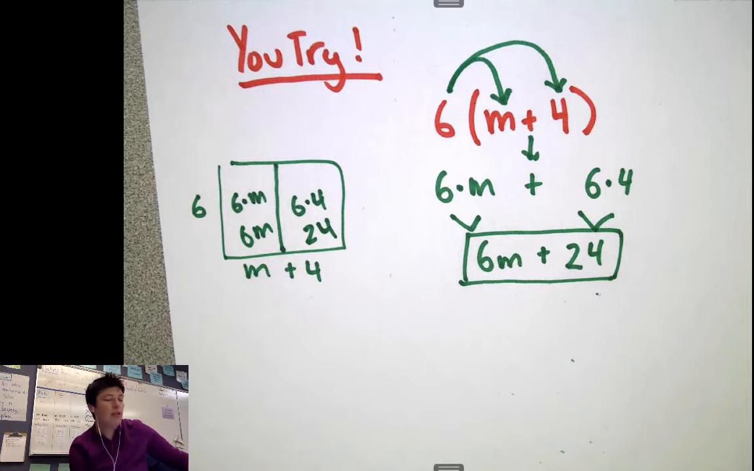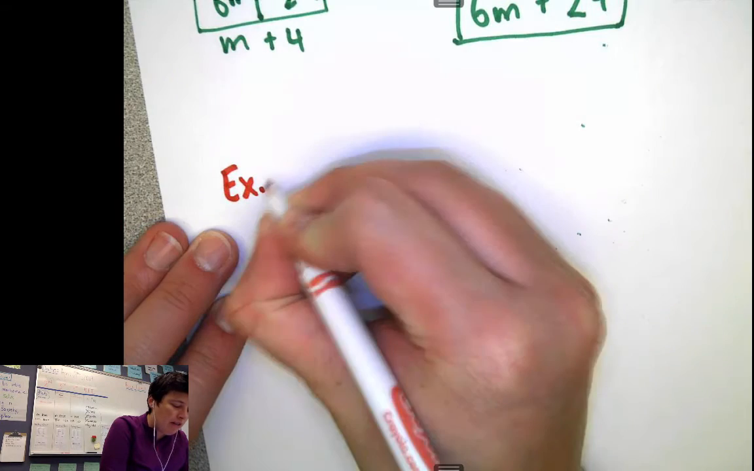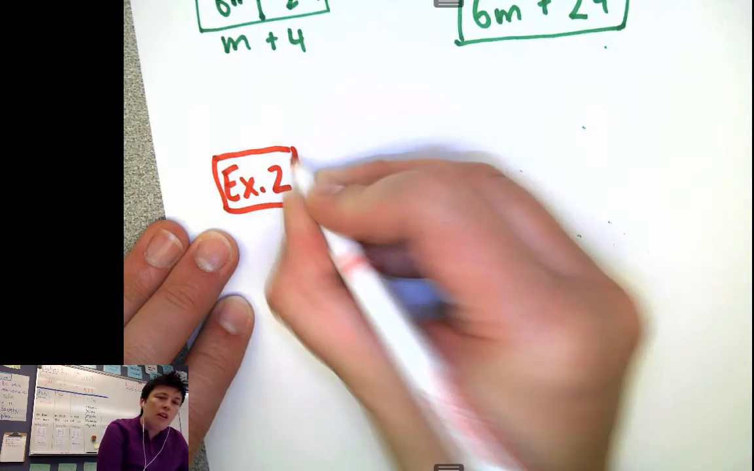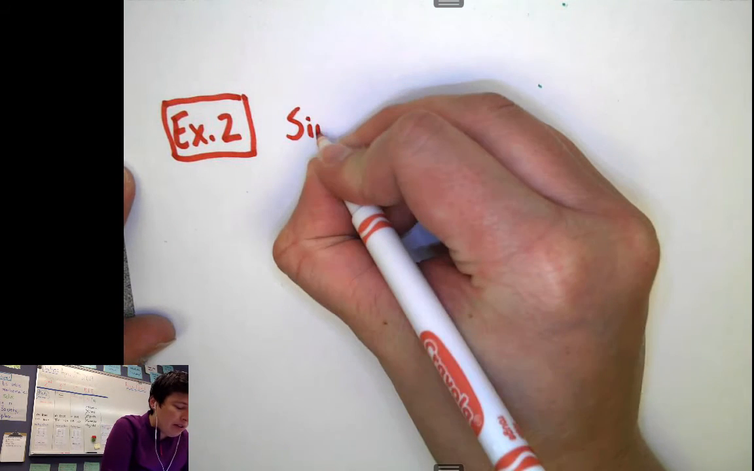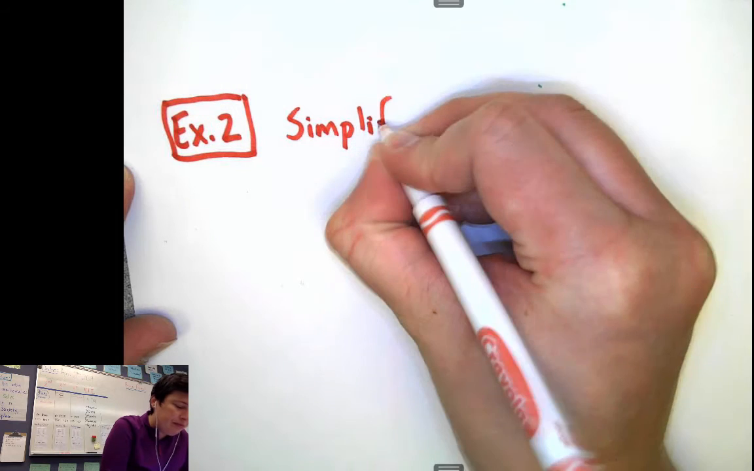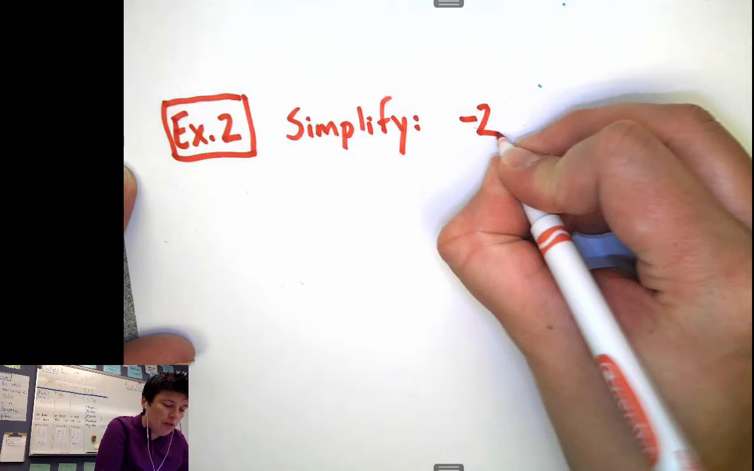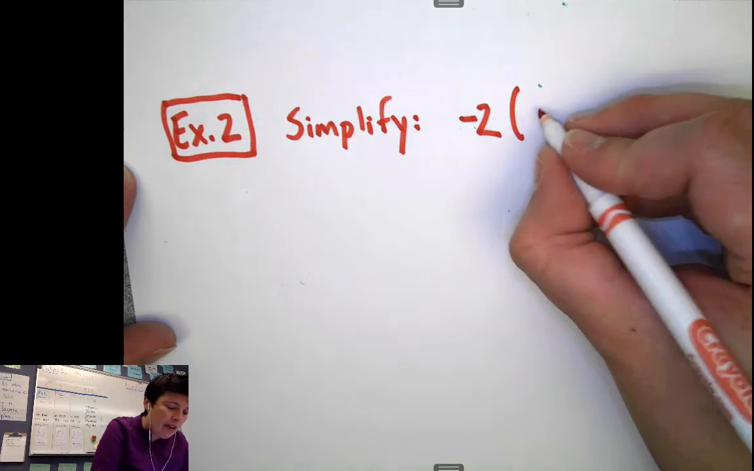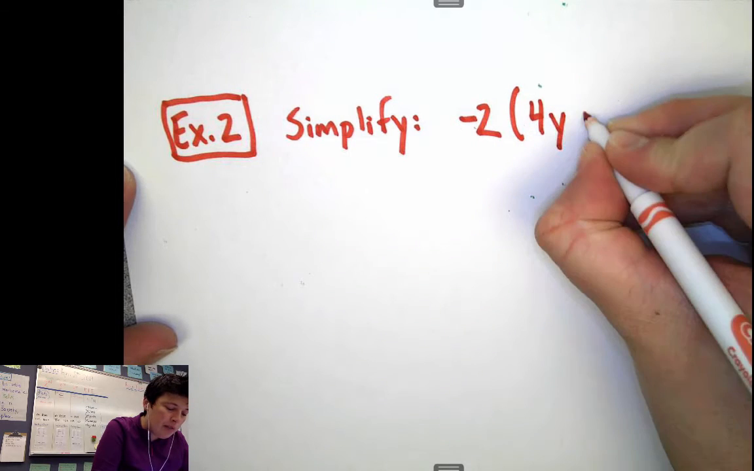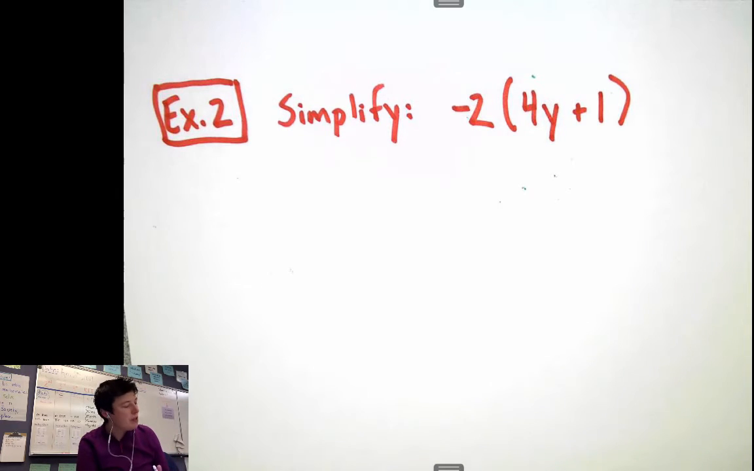Now, I'm going to show you a couple more examples still because there are other types of this. So for example 2, I want to show you how we can vary this up a little bit. Let's put a negative sign out on the outside. So we're going to write simplify. And this time I'm going to tell you that it's a negative 2 parentheses. And on the inside of this, I have 4y plus 1. How about this problem? We're going to simplify it still with distributive property.